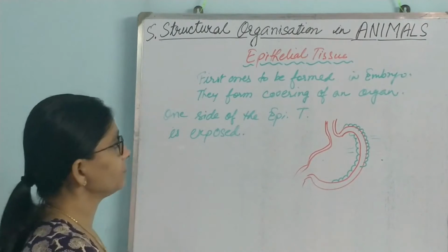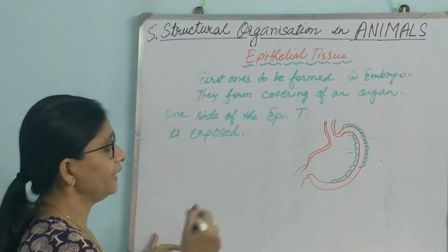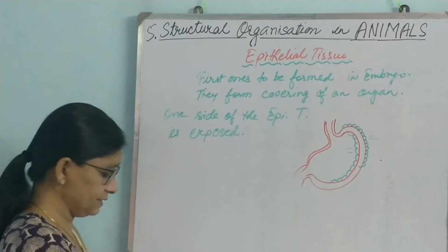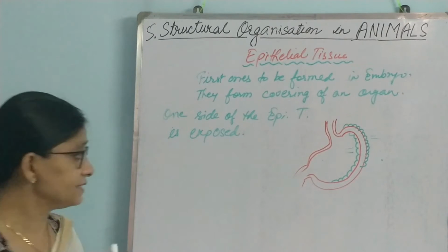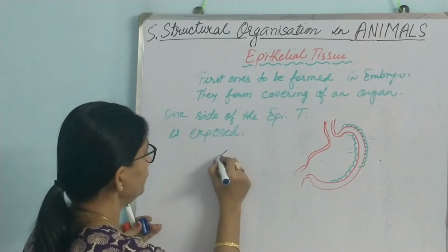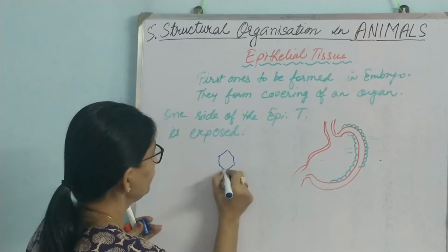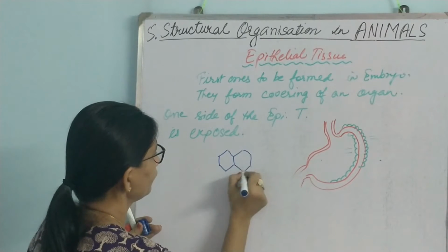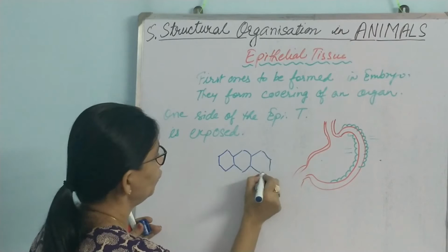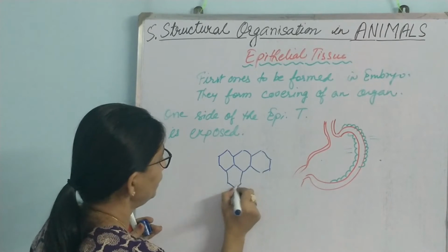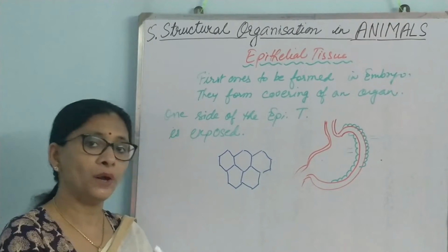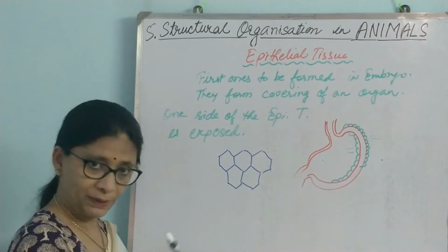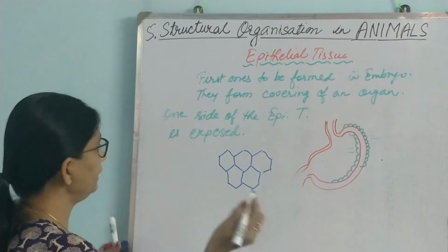So that's one feature. Then the other feature is that epithelial cells are placed very close to each other. If we see from the top, they can be hexagonal, polygonal, oval, whatever shape, but they are fitted very tightly, end to end, without any intercellular space.